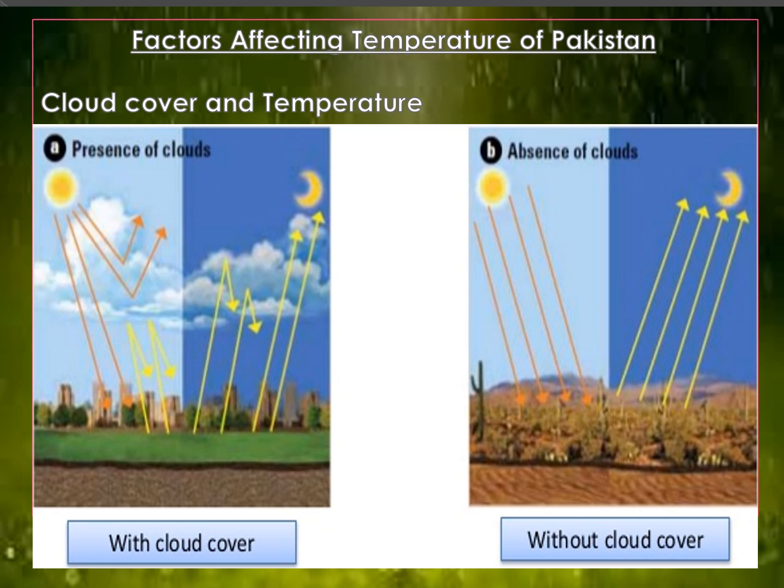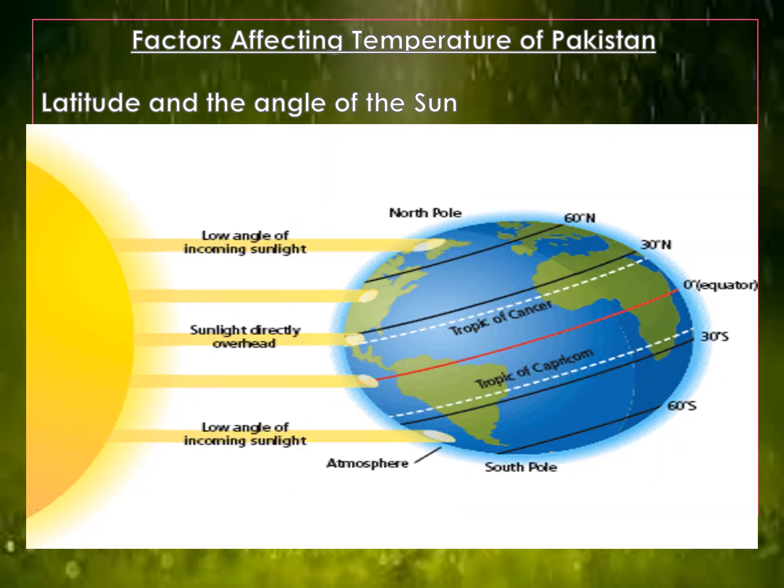But if there is no clouds, there will be direct sunlight during the day, and there will be direct release of the sunlight during the night. Now the last one is the latitude and the angle of the sun. Angle of the sun refers to the position of the earth in relation to the sun.